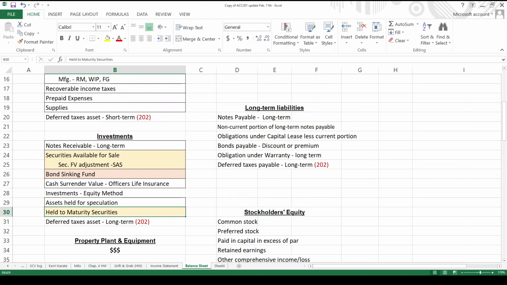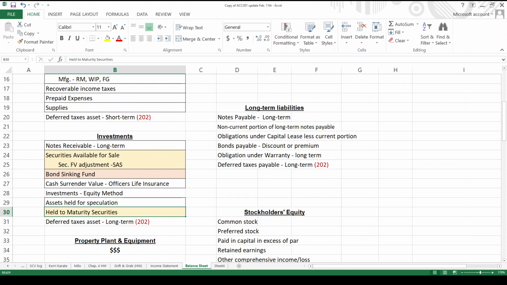Held to maturity securities. This can only be some type of bond or note. So let's say your company is holding $100,000 worth of bonds that come due in 2026, and the intention is to hold the bonds until 2026. It goes over here in this section as a long-term investment, and it is carried on the balance sheet at its amortized cost.